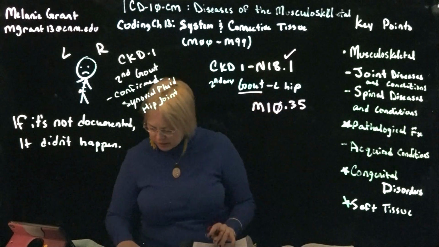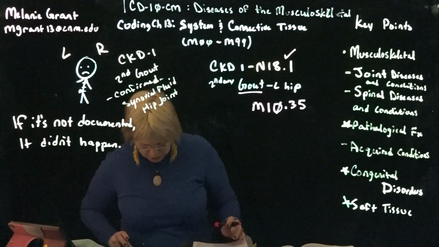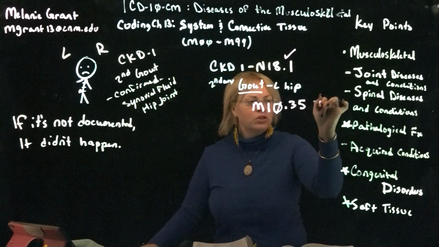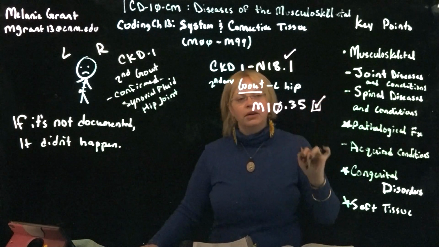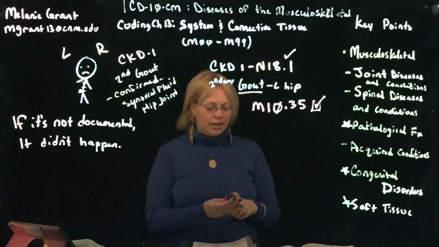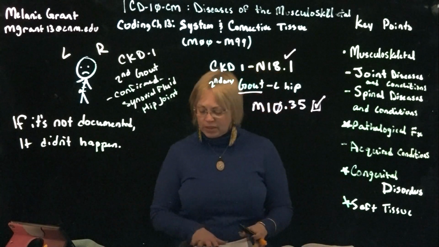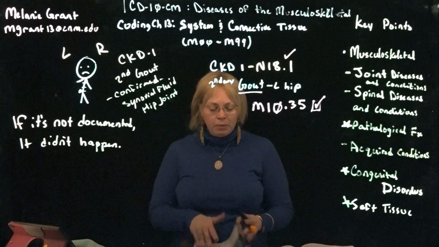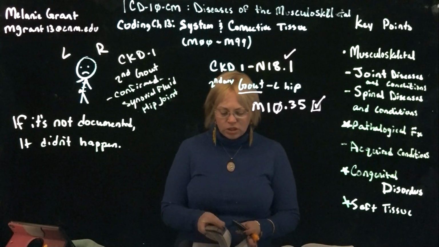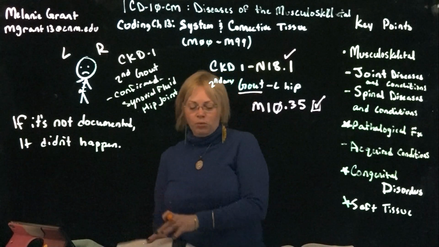Okay, so I'm going to mark that down. I notice there's a little check mark, which means there's an additional character required with this code. So that's not a complete code. I will have to verify it, which I would anyway in my tabular. So now I'm going to go to my musculoskeletal section to find gout for M10.